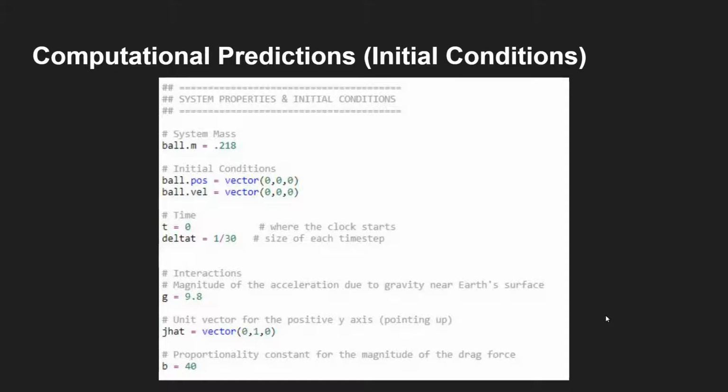This is part of the calculation loop that predicts the actual position over time data. And so we found the average mass of a slinky to be 0.218, and then the initial position and velocity were set to be 0, with a gravitational constant of 9.8, and then we actually found the coefficient of drag to be 40, which is quite large considering it's a slinky.